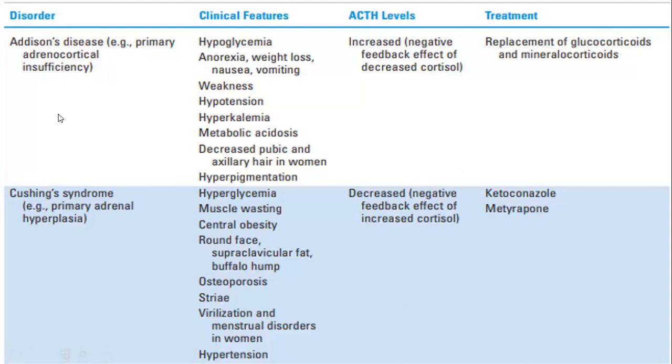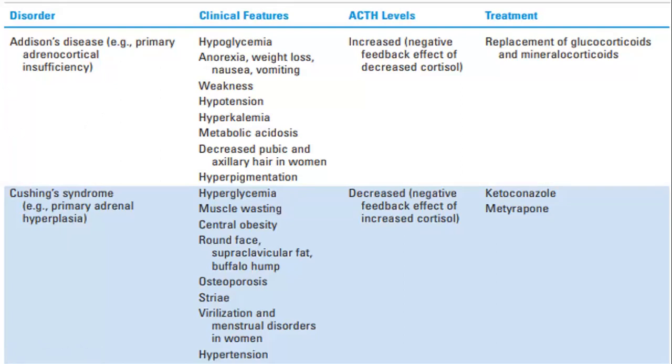Okay? Remember, your primary is characterized by hyperpigmentation because of the increased production of your ACTH. Your ACTH has the MSH fragment which causes the hyperpigmentation. Remember, in secondary adrenocortical insufficiency, there is a deficiency of your ACTH. And so it does not exhibit the hyperpigmentation which is characteristic of your Addison's disease.